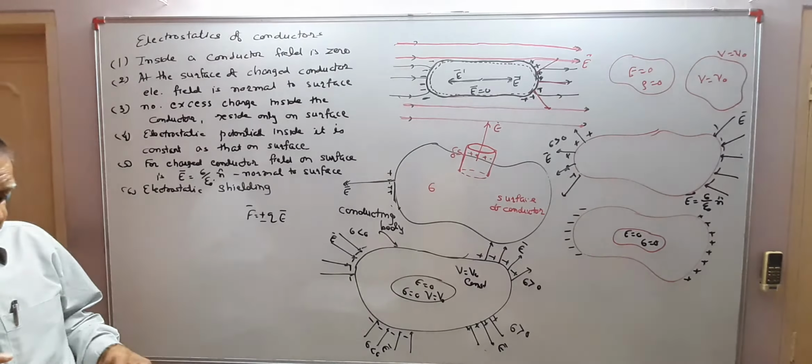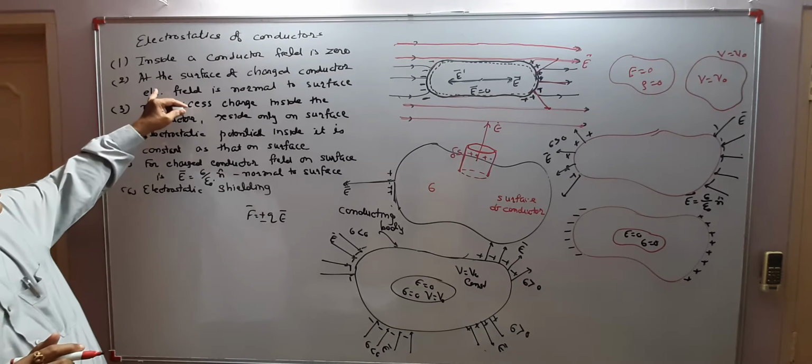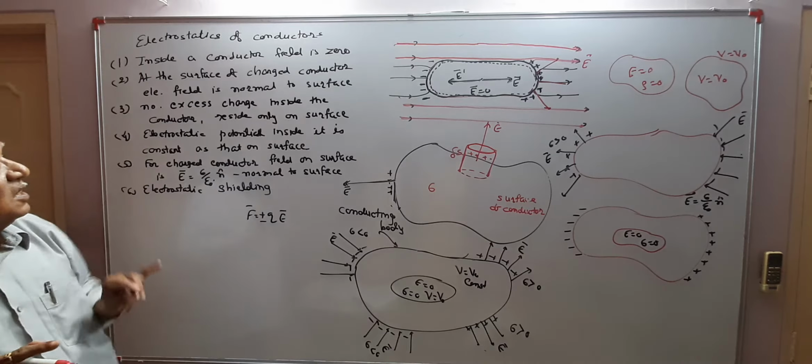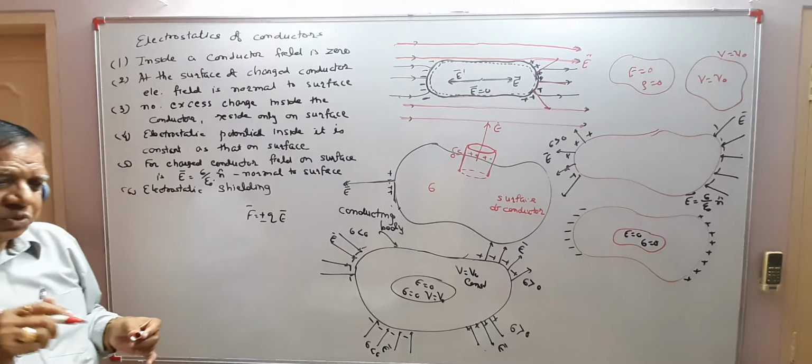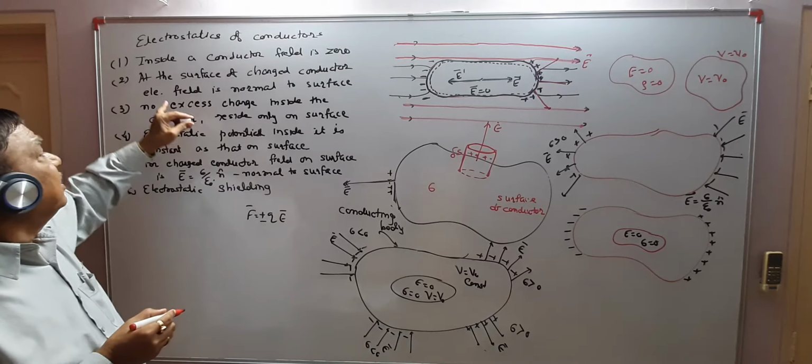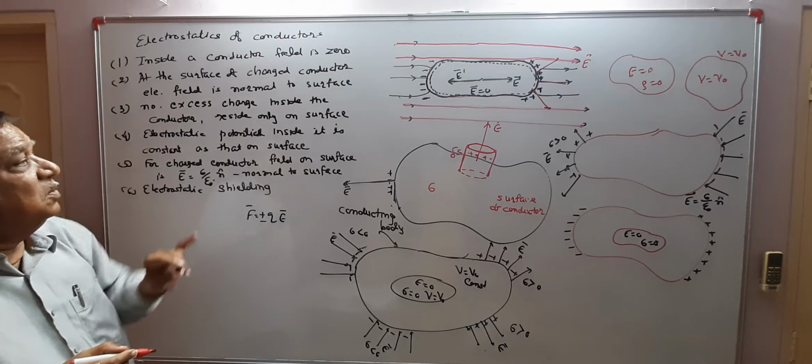to that surface. So the second point: at the surface of the charged conductor, or in any situation, the electric field is normal to the surface.